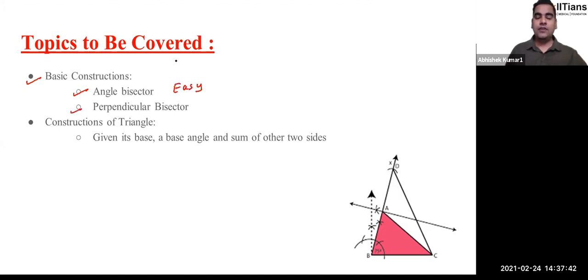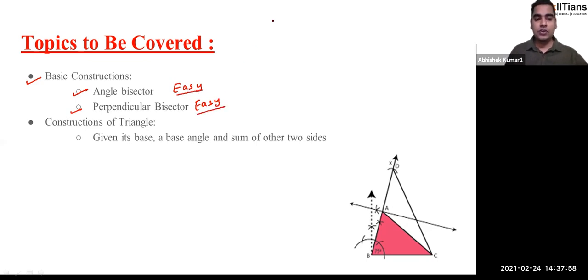Then we are going to learn, if you are given a line, how a perpendicular bisector of that line can be drawn quite easily. That's what we are going to learn next. This is again an easy topic. The first two topics mentioned here are easy.